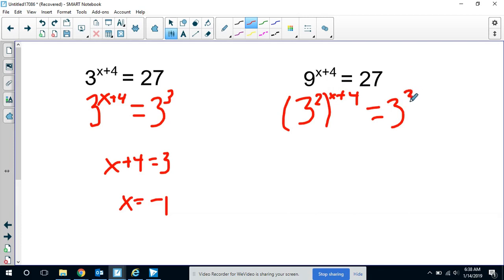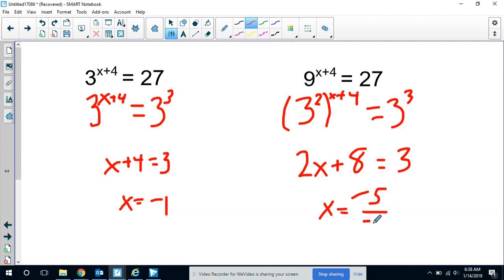And this is kind of annoying to write this way. One of the hand tools is not available, so I'm basically just trying to use a mouse to write. So then I can set the exponents to be the same. So 2x plus 8 equals 3. So in this case, x equals -5 halves. Those problems aren't that hard.